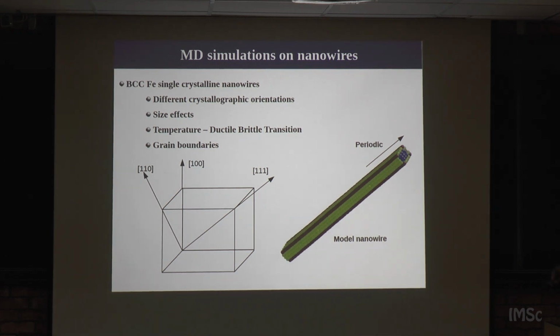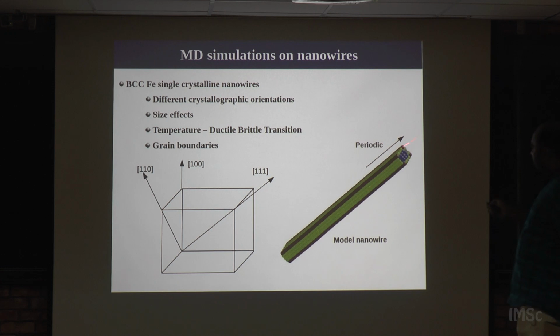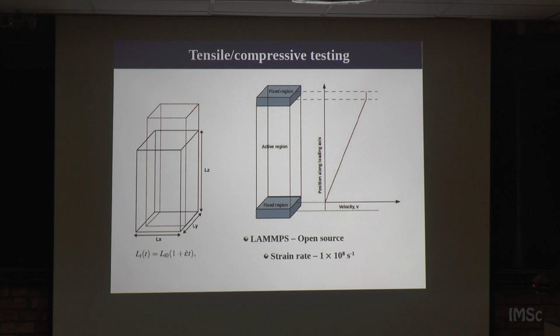In order to simulate a nanowire, we used periodic boundary conditions along the length direction, while the other two directions were free, so that you can mimic the free surfaces of the nanowires. So, this is how we have done tensile or compressive testing. This is a simulation box. One method is to change the simulation box in this manner, where epsilon naught is the strain rate and T is the time step. So, you can vary the simulation box in a tensile or compressive manner.